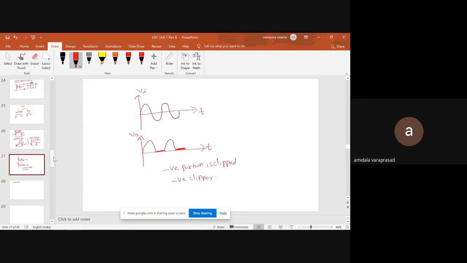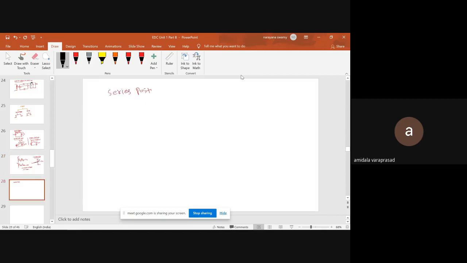One more thing. The transfer characteristics we need to draw. Transfer characteristics is that V naught is on the y-axis, VI is on the x-axis. V naught versus VI. If VI is positive, V naught is also positive, we'll get linear. And if you apply VI negative, V naught is 0, right? This is the transfer characteristics.